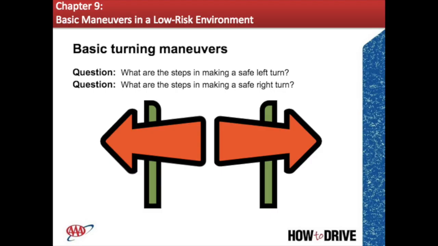Then we have turning left. To turn left, yield the right of way to other traffic. Then prepare well in advance, usually 500 feet or one city block before you reach the turning point. Signal, and when it's safe to do so, move into the far left lane. On a one-way street, move into the lane nearest the left curb.